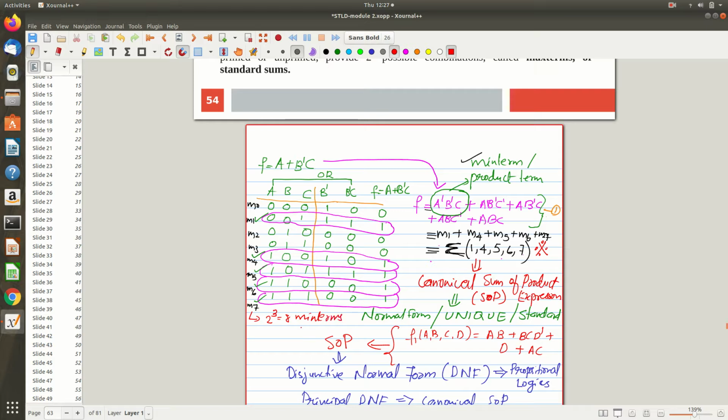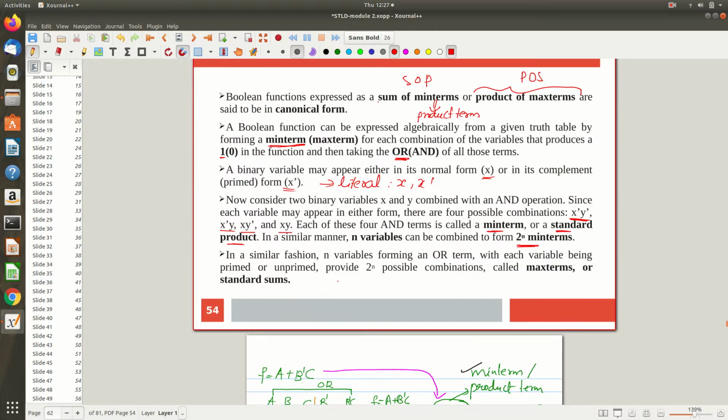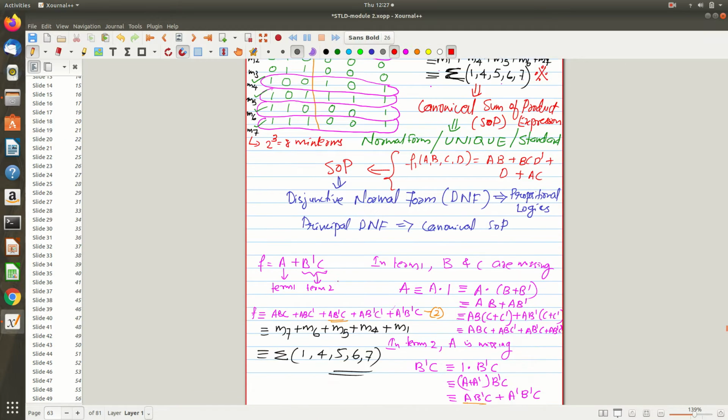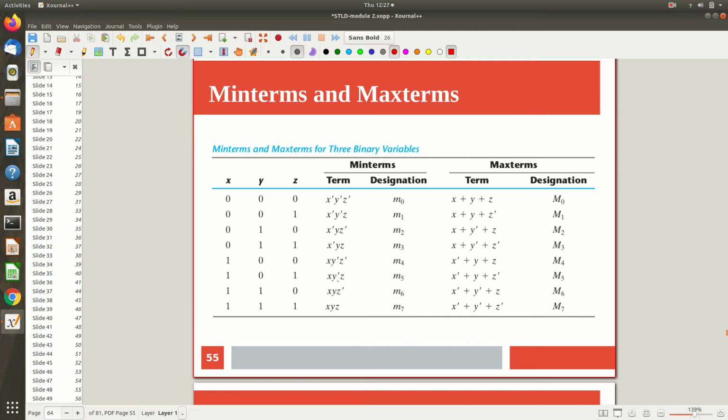Out of these 8 min terms, 5 are coming in the final expression, depending on where the function is giving me 1. The remaining are not coming. But anyway, that many combinations are possible, right? In the same way, you can have 2 power n max terms also. So this is the example for 3 variables. The same thing we saw with the variables a, b, c. Here instead they are explaining using x, y, z. If the Boolean variables are named x, y, z, then the combinations correspond to x dash, y dash, z dash; then x dash, y dash, z; x dash, y, z dash. Correspondingly, we have min term 0, min term 1, min term 2, min term 3.